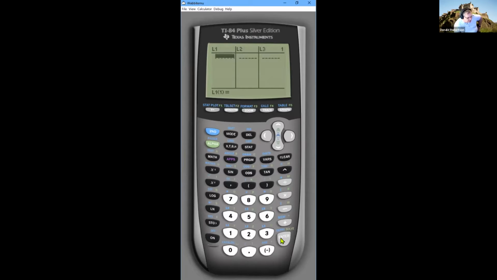In my case, it's nice and blank, which makes my life easy. So what I'll do is I'll now type in the numbers. So it's 1, 3, 4, 5, 8, 11, 12, 18, 19, and 23. Oops.